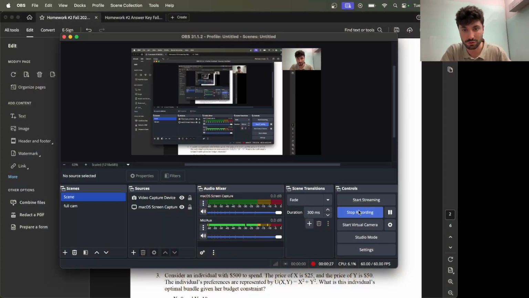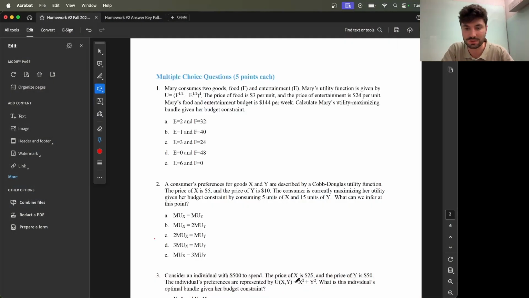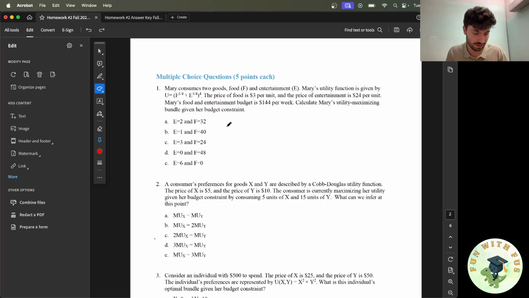Today I'll be doing homework 2, which coincidentally comes after homework 1 that you hopefully watched and now understand. So in homework 1 we learned about budgets, we learned about preferences, and now we're going to combine the two. And awesome, my little scene works. So we are going to combine the two with optimal bundles today.